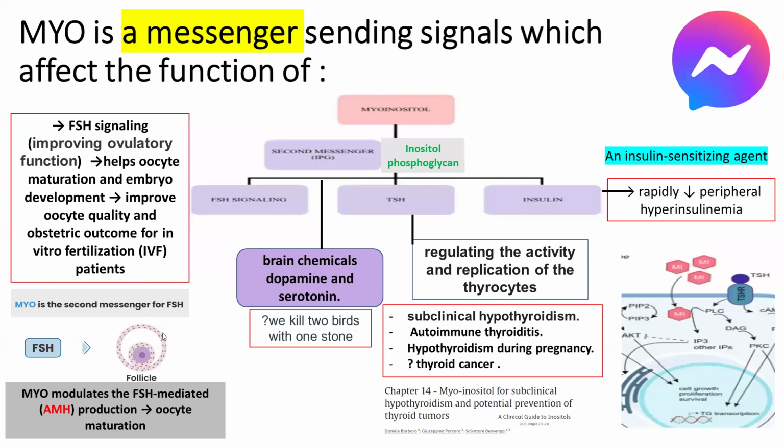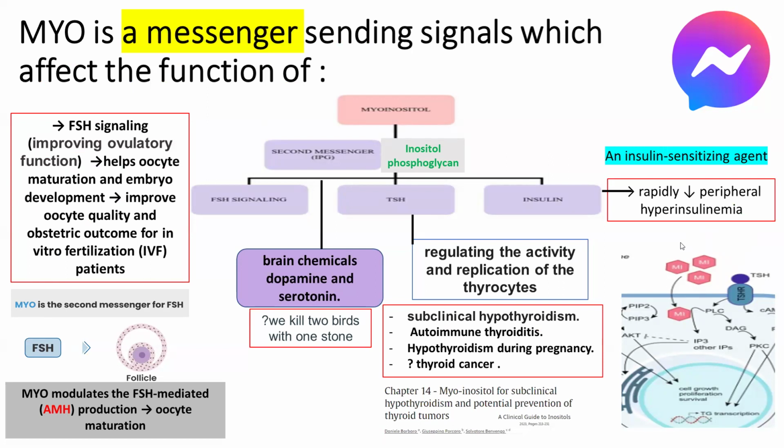Okay, they are working as second messengers. Second messenger, what does it mean? That they are mimicking some hormones of the body. The most important and most famous hormone that they are mimicking is insulin. So they have an insulin sensitizing or mimicking character. And this can lead to rapidly decreased peripheral hyperinsulinemia.